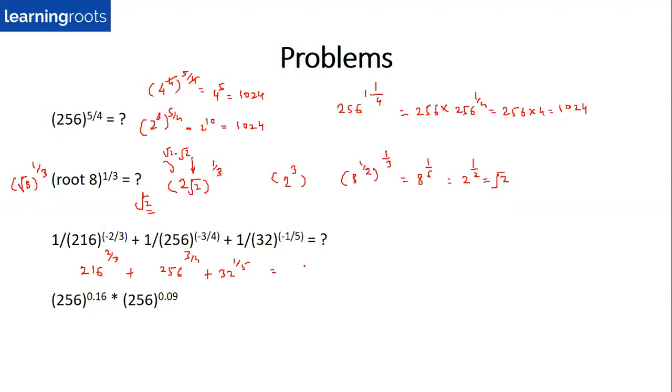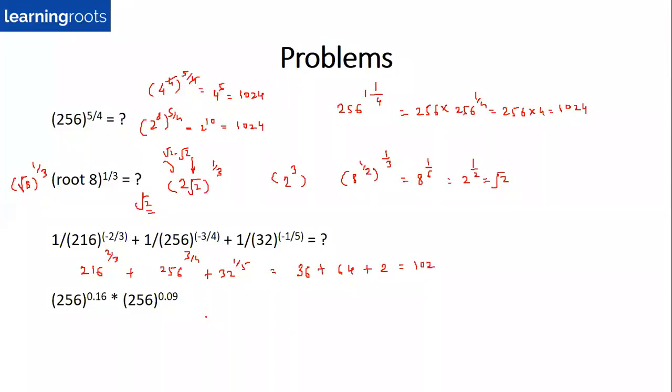So 216 raised to 2 by 3. So cube root of 216, that is 6, and 6 square will be 36. So whatever is in the denominator, you will take that much root of the number. So 256, fourth root of 256 will be 4, and 4 cube will give you 64, plus 32. The 2 raised to 5 is 32, so that gives you 2. So total of this is 102.